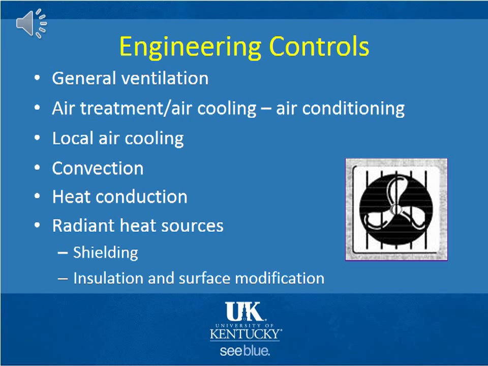Local air cooling. This cools rooms by providing a portable blower with a built-in chiller. Convection. This can be accomplished by using fans, as long as the air temperature is less than skin temperature. Heat conduction. Insulating the hot surfaces that generate the heat and changing the surface itself. And radiant heat sources, such as shielding, insulation, and surface modification.